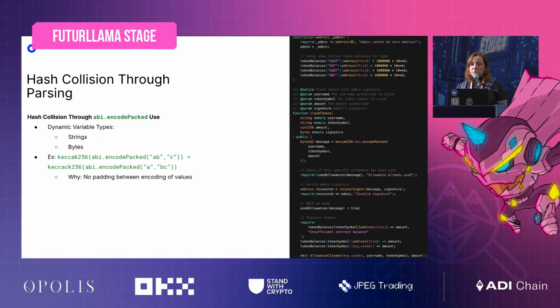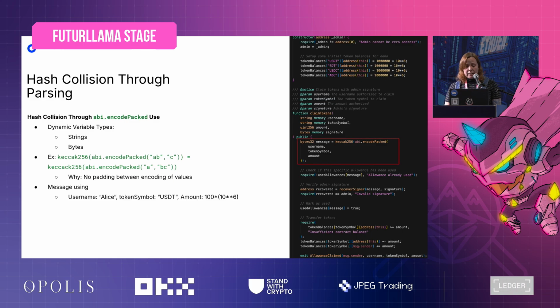So that's some replay consideration. Going on to hash collision, we're going into the input part. Oftentimes you'll see abi.encodePacked used, and this becomes a difficulty and a challenge when dynamic variable types like strings or bytes are used, because if we use encodePacked on string AB with C, and we also use encodePacked on string A with string BC, there's no difference in that message. And this is because there's no padding in the encoding of those values.